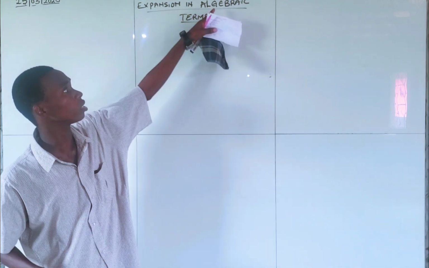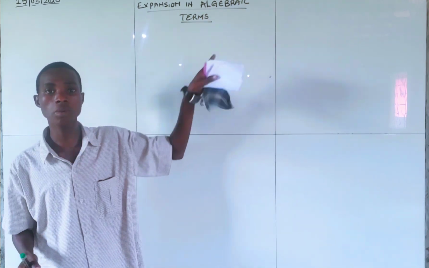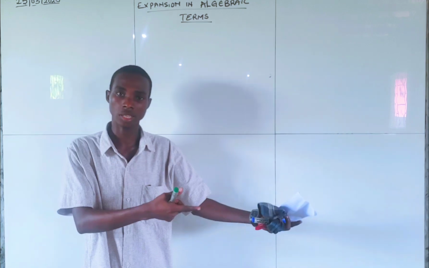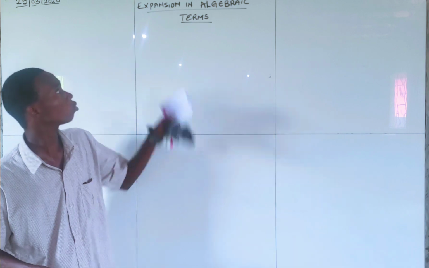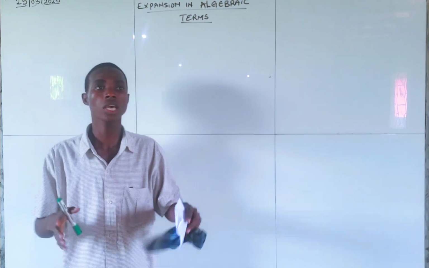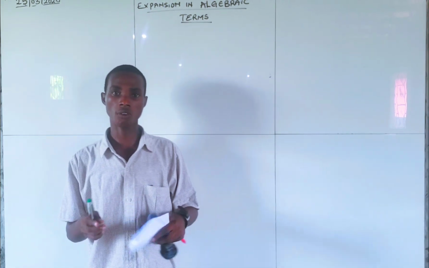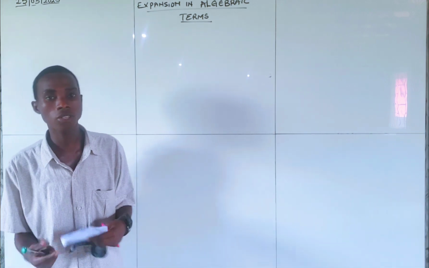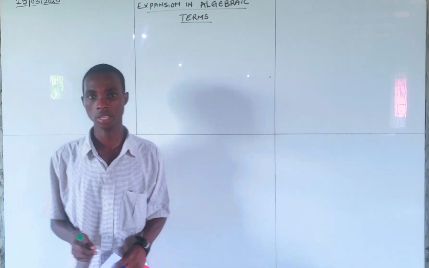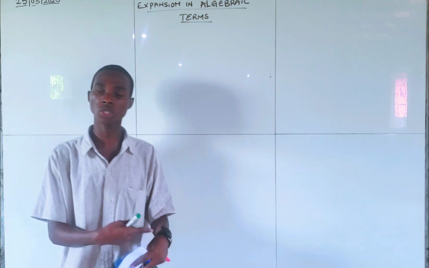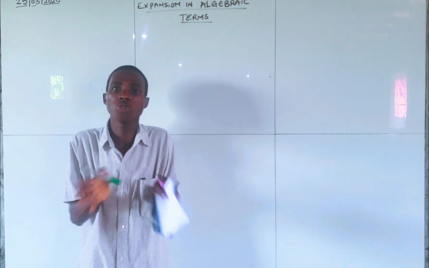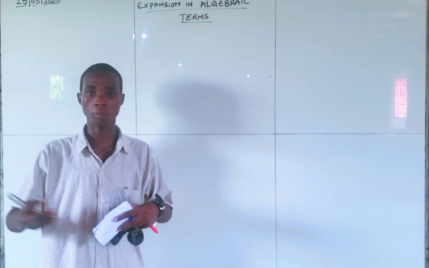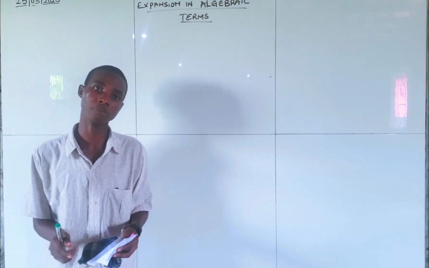Algebraic terms consist of both numbers and letters. Expansion means removing brackets, or removing barriers. That is what expansion means. Any equation they give you that is inside a bracket or a parenthesis, you remove it from that parenthesis by solving it.